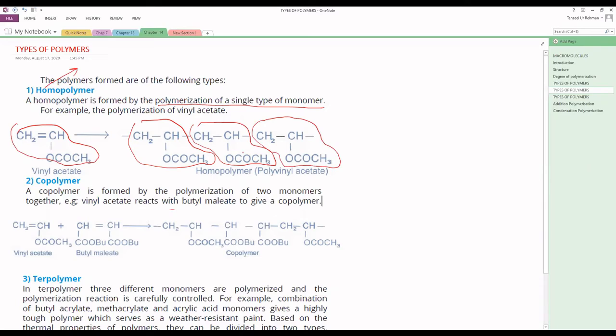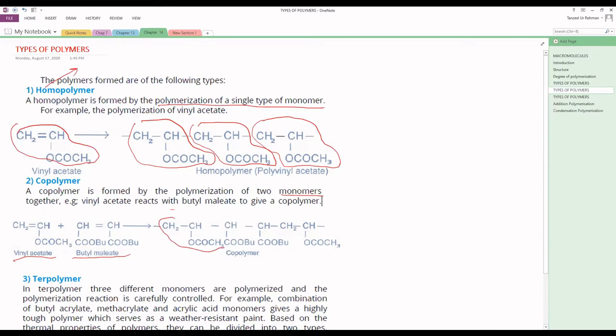It is known as homopolymer. And second is copolymer. A copolymer is formed by the polymerization of two different monomers. So here we have the example of vinyl acetate. When it polymerizes with butyl maleate, what happens? We get a copolymer of vinyl acetate and butyl maleate.